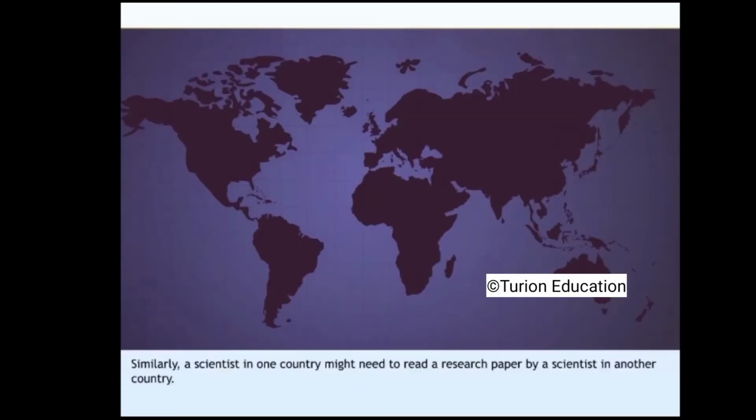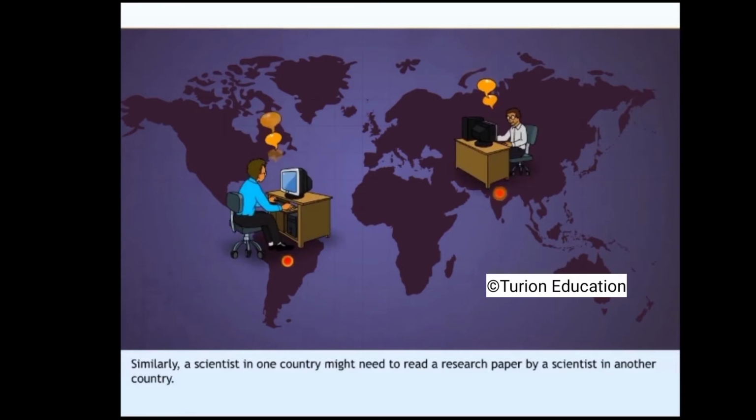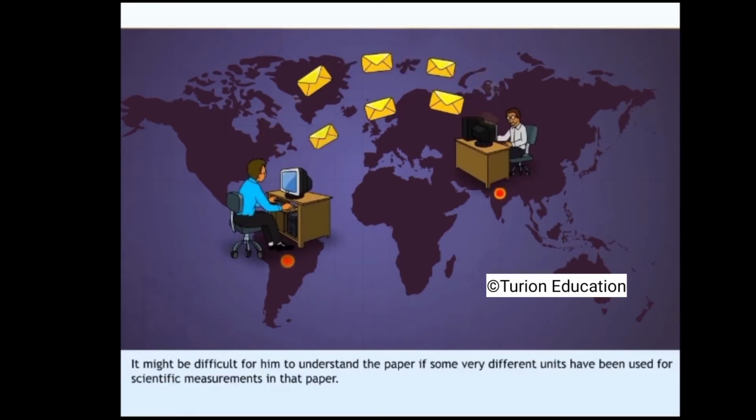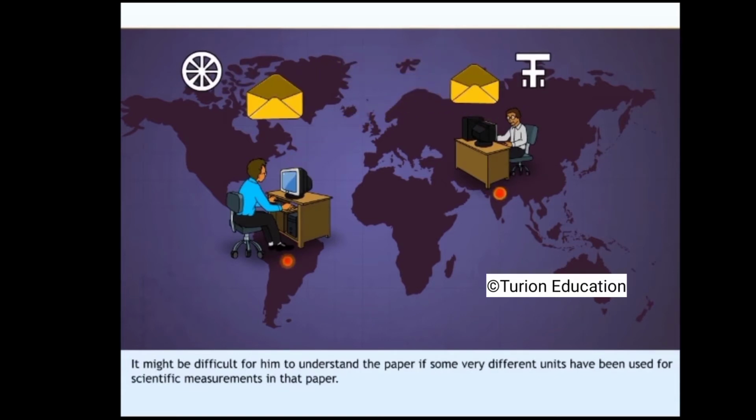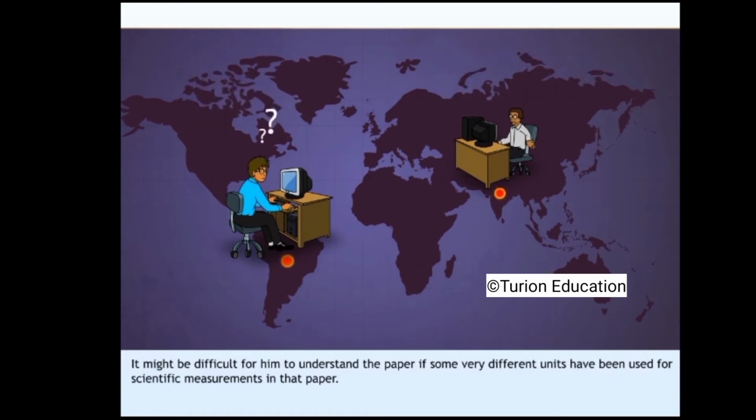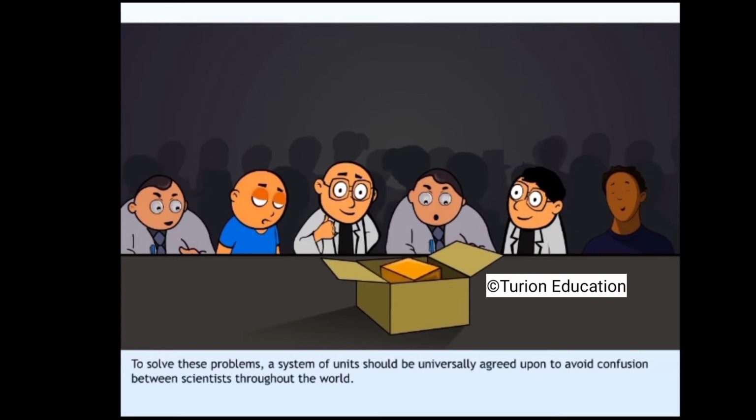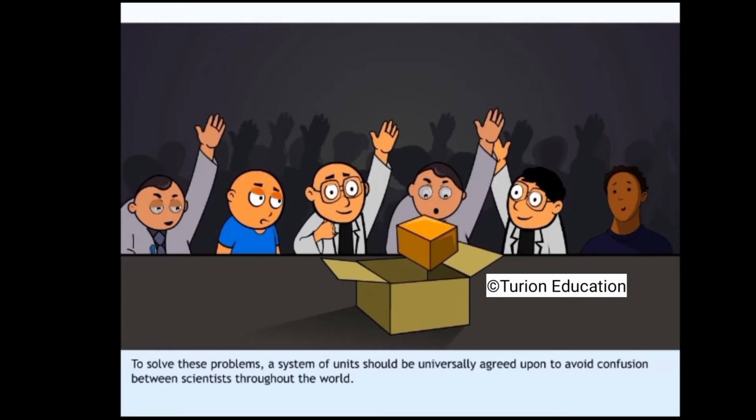Similarly, a scientist in one country might need to read a research paper by a scientist in another country. It might be difficult for him to understand the paper if some very different units have been used for scientific measurements in that paper. To solve these problems, a system of units should be universally agreed upon to avoid confusion between scientists throughout the world. However, the units should be chosen so that they are readily available to all, are constant throughout time and space.